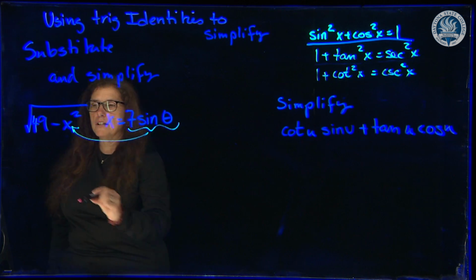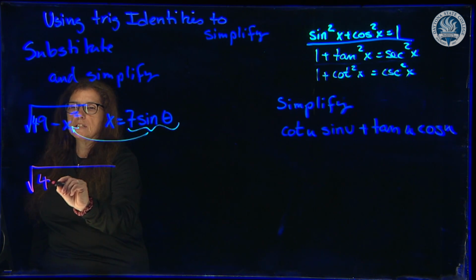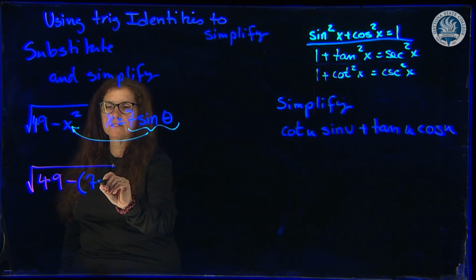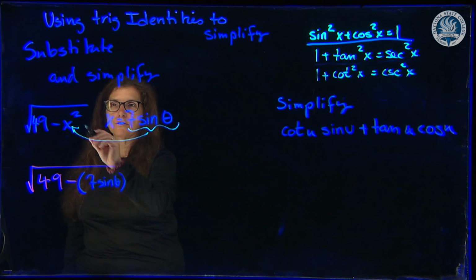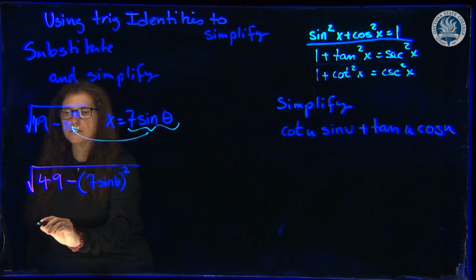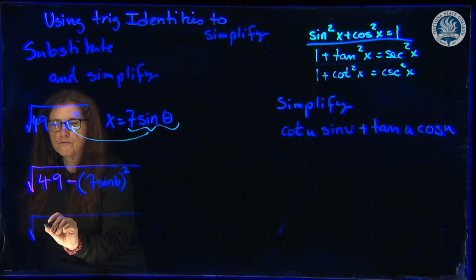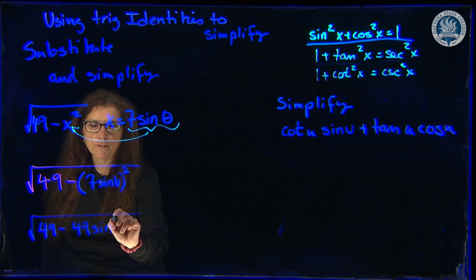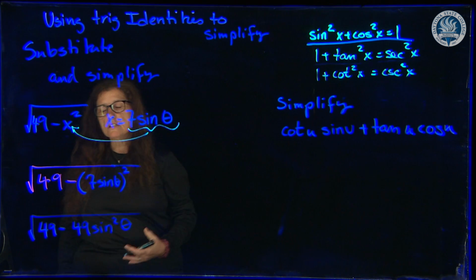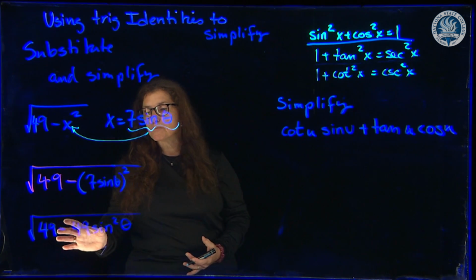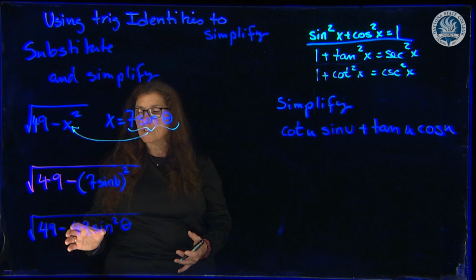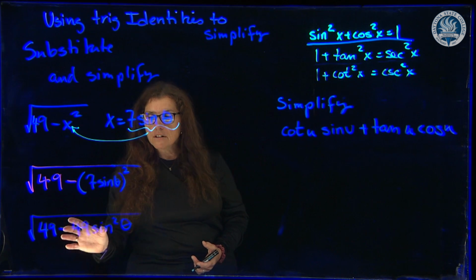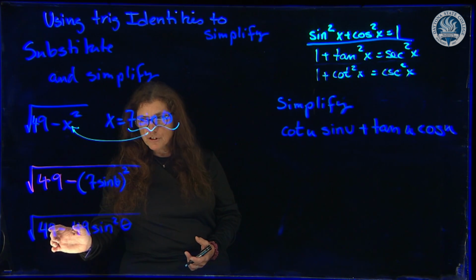So when we do that, that gives us 49 minus, let me write it in parentheses, 7 sine theta, and don't forget we need to square that. So that is simplified 49 minus 49 sine squared theta. Now, please do not go ahead and subtract those. This is not zero or anything. Those are unlike terms.